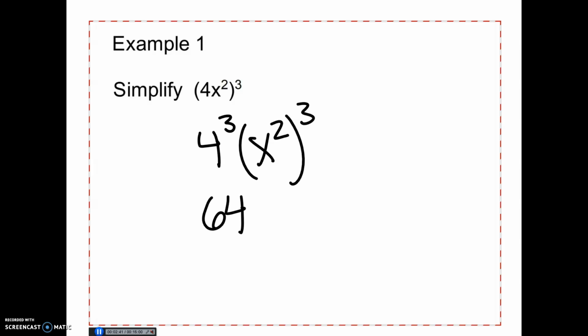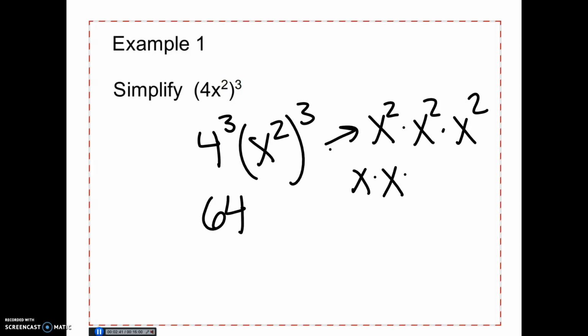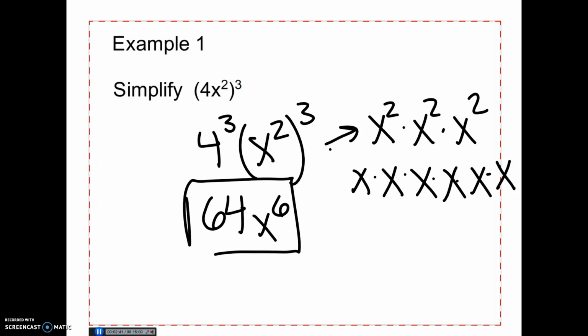All right, x squared to the third. If I think about that, that would be x squared times x squared times x squared. Each of these x squareds is 2 x's being multiplied together, right? So that would mean it's basically 6 x's being multiplied together. So this would be x to the 6th. That's also 2 times 3, you might notice. You might remember that power to a power rule, that you can multiply those powers together. So 64 x to the 6th is my simplified answer.